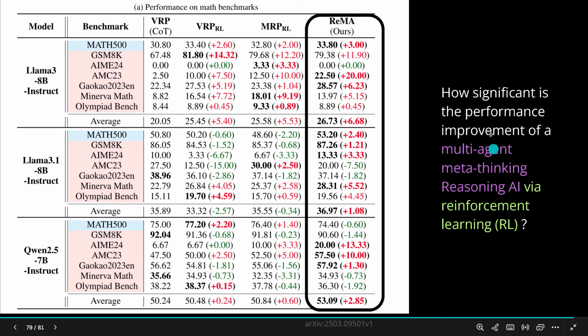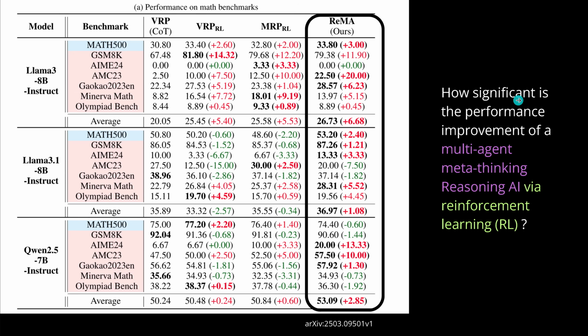So this opens up the question: how significant is this performance improvement of a multi-agent, meta-thinking, reasoning AI done via this new reinforcement learning methodology, REMA? Is this really a systematic methodology improvement that suffers here from an implementation because some of the LLMs did not provide an optimal chain of thought reasoning trace? Or is it that the methodology itself needs to improve further?